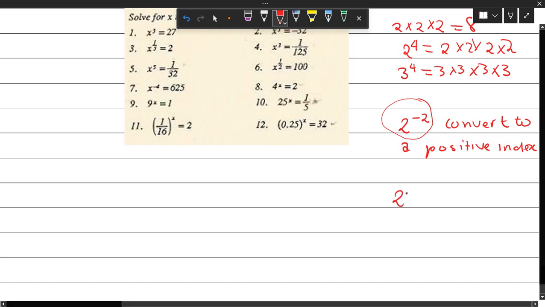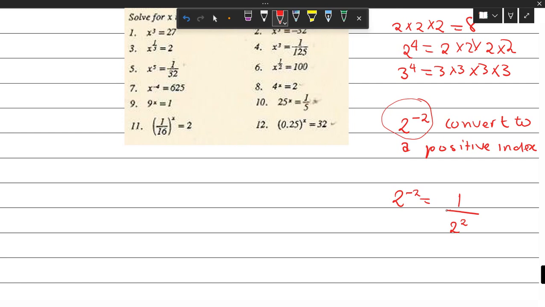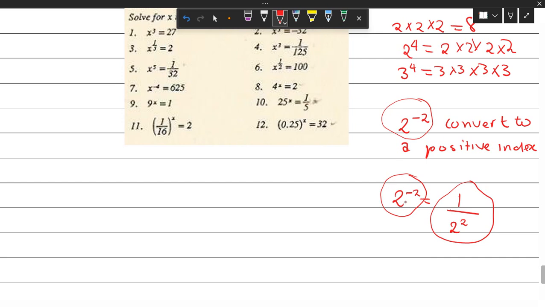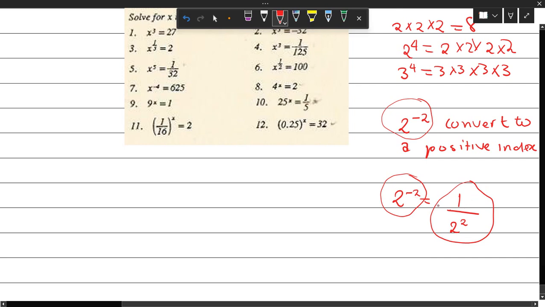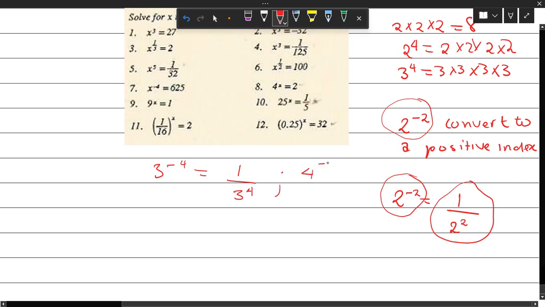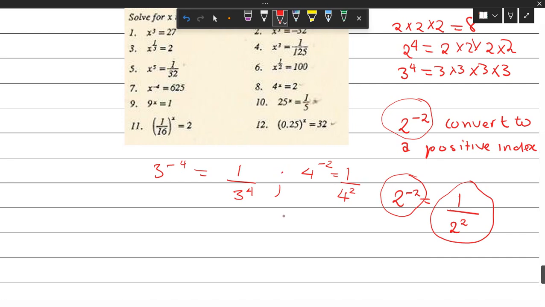Any number, for example 2 to the power negative 2, is the same as 1 over 2 to the power 2. They mean the same: one is the negative form and the other is the positive form. There are times where the question will require you to express your answer in one form, and times where you are required to use the other form to solve. So 3 to the power negative 4 is the same as 1 over 3 to the power 4. And 4 to the power negative 2 is the same as 1 over 4 to the power 2.